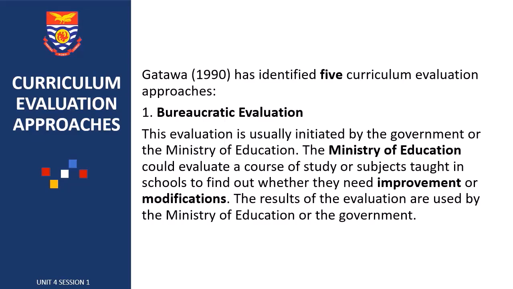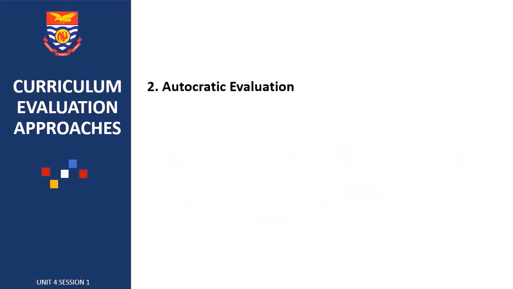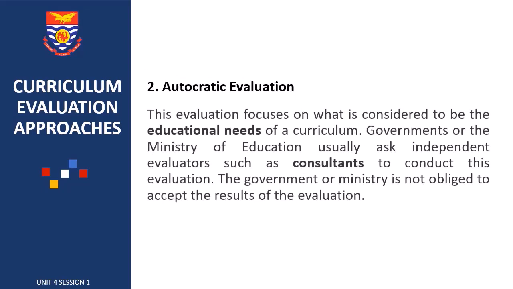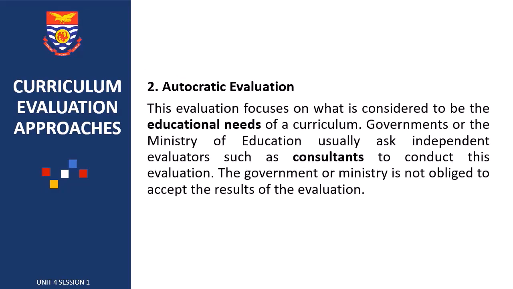The results of the evaluation are normally used by the Ministry of Education or the government who initiated the evaluation to make decisions for improvement or modifications in those areas. The second approach is the autocratic evaluation. In this type of approach, the evaluation focuses on what is considered to be the educational needs of the curriculum. The government or the Ministry of Education normally asks independent evaluators, such as consultants, to conduct this kind of evaluation. The government or the ministry may not use the results of the evaluation. They are not obliged to use the results of this kind of evaluation.